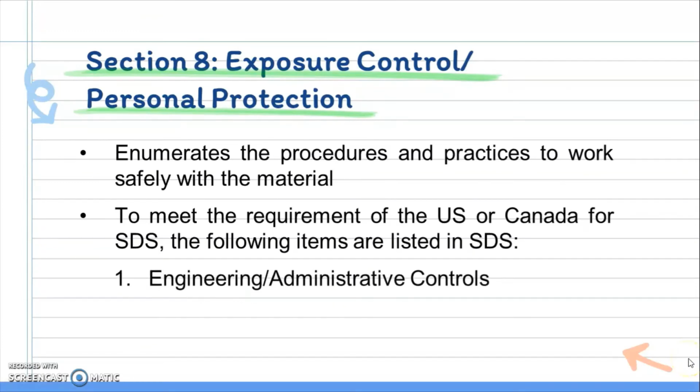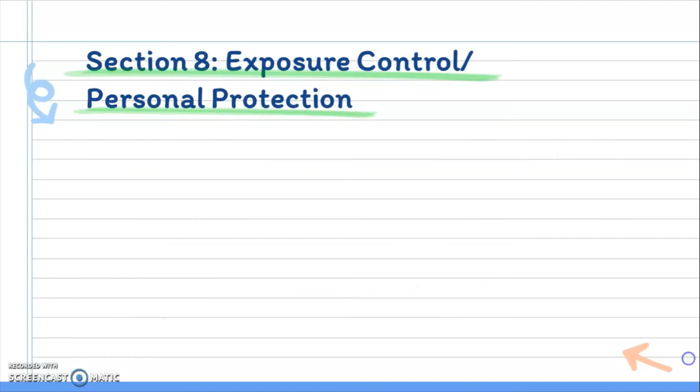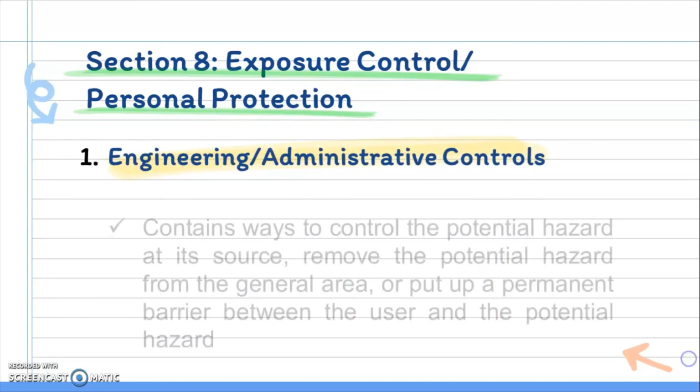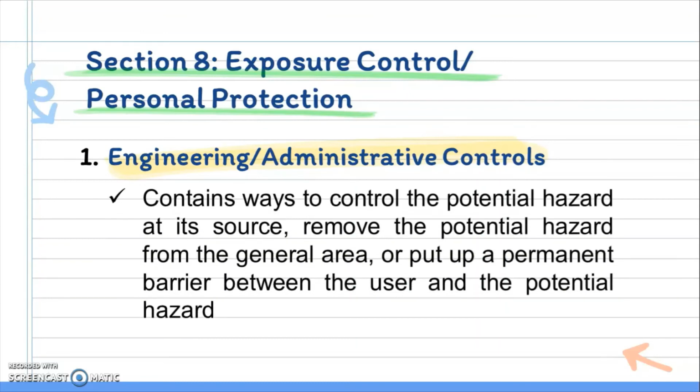Number 1 is engineering or administrative controls, and number 2 is personal protective equipment. For engineering or administrative controls, it contains ways to control the potential hazard at its source, remove potential hazard from the general area, or put up a permanent barrier between the user and the potential hazard. Basically, it contains engineering method to control the potential hazard.